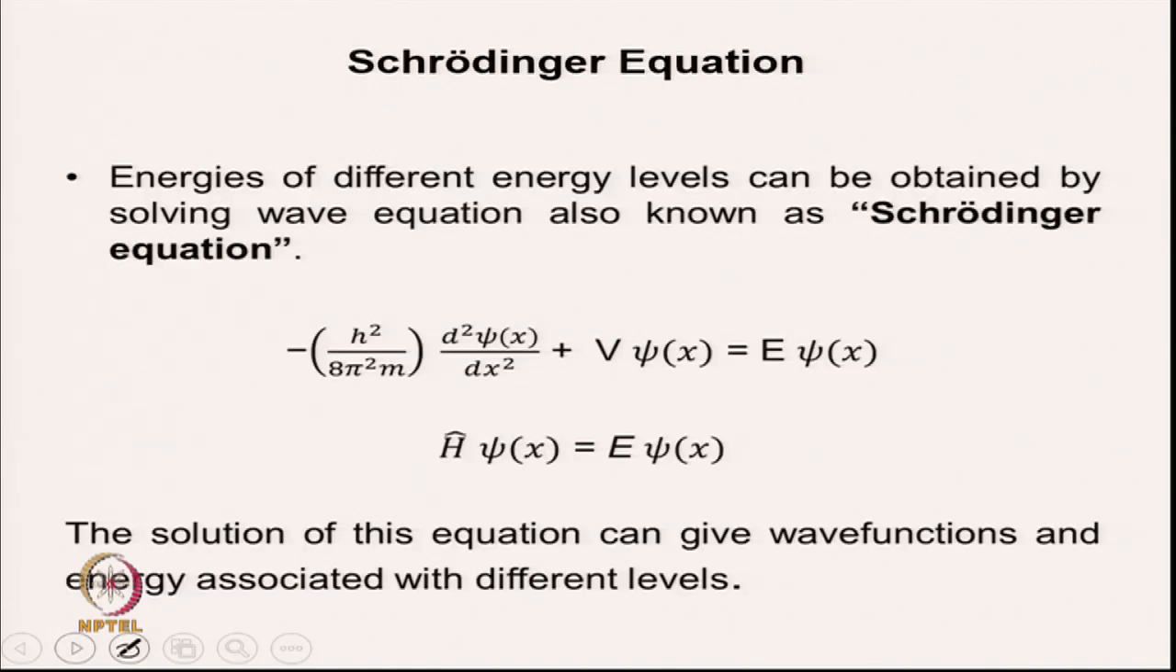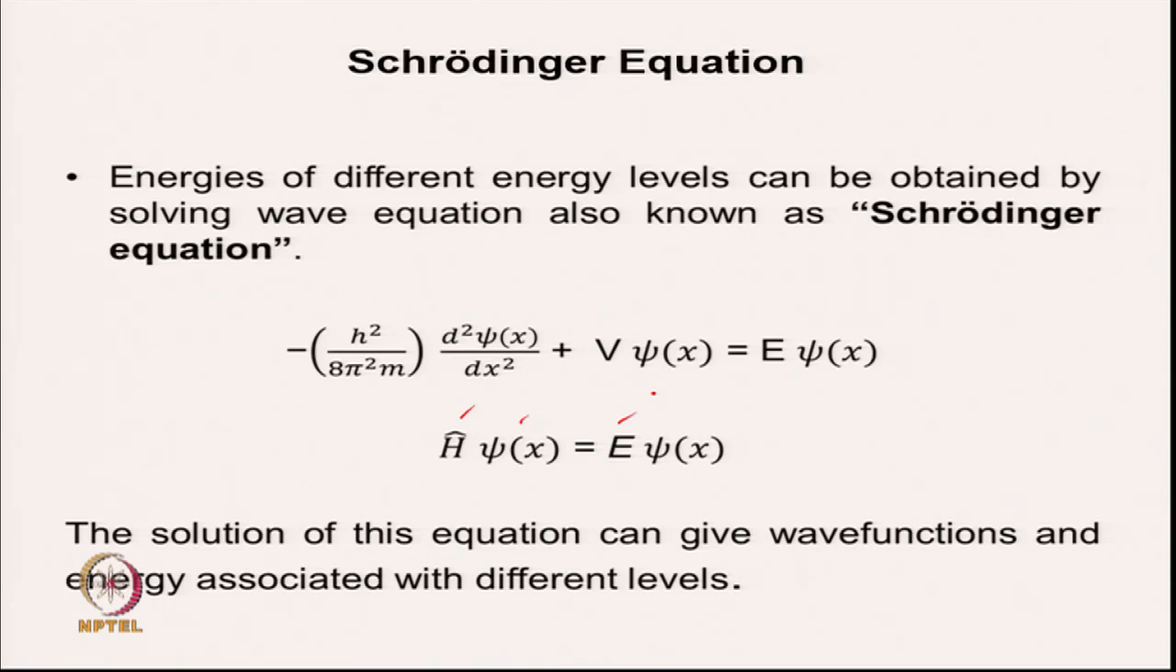The way we solve for the wave function and energy of quantized energy levels is by using a wave equation known as the Schrödinger wave equation. Here, what we do is apply the Hamiltonian operator on the wave function to get energy as the eigenvalue of that operator.